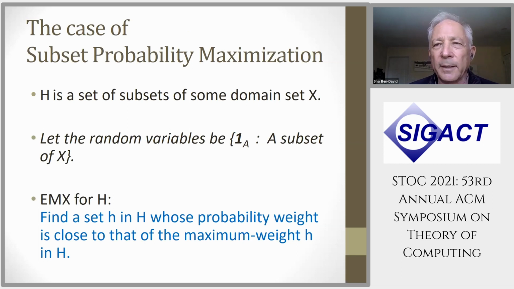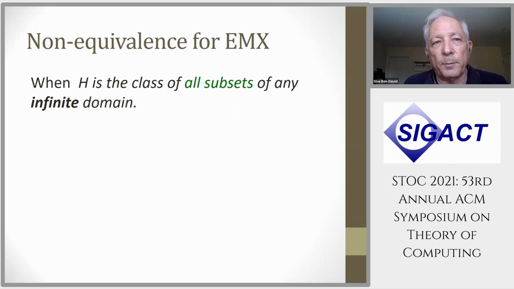So I will focus for concreteness on a very simple case of this model. So assume that you have some domain space X, and H is a collection of subsets of the domain. And you have an unknown distribution, and the EMX problem is to find a set H in your class whose probability weight is close to the maximum weight of all possible H's in this class. So you have a collection of subsets, you have an unknown distribution, you see a sample, and you want to find a subset in your collection that has weight close to the optimum that you can get with respect to this unknown distribution. That's the concrete EMX problem.